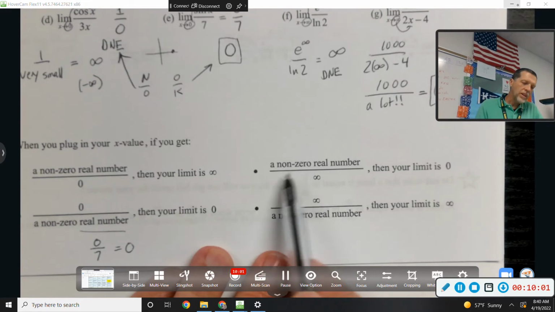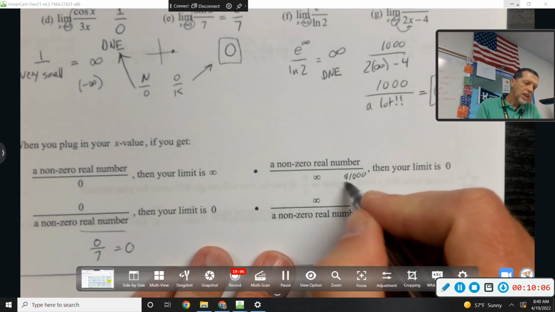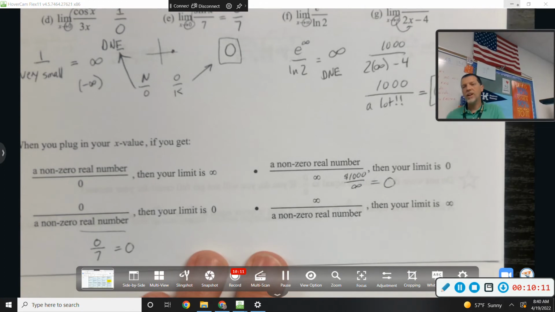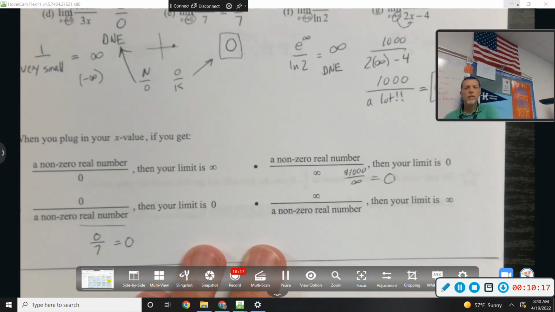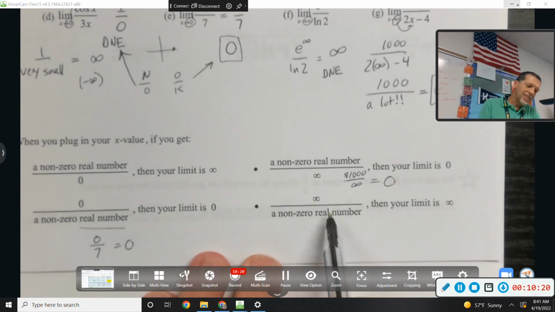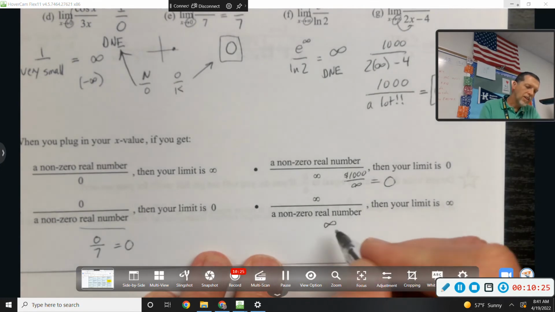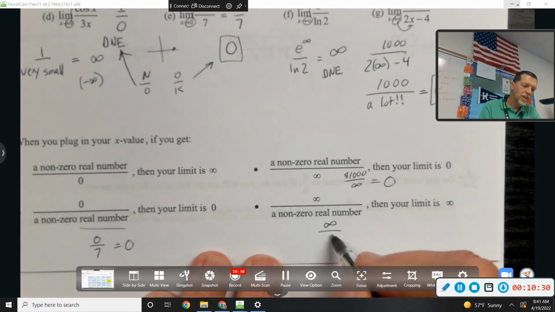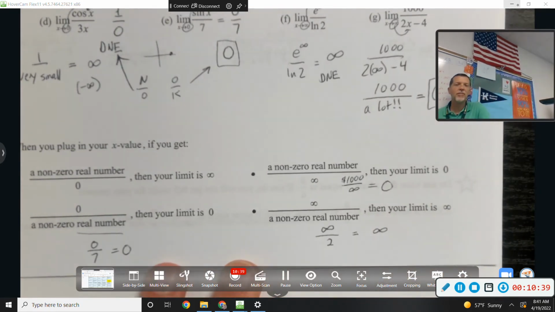A non-zero real number divided by infinity. So if I have $1,000 in my pocket, divided among everybody on Earth, well, $1,000 was nice, but everybody gets $0. Sorry. And then infinity divided by a real number. So if I have infinite, it's hard to think of something that's infinite. If I take infinite divided by 2, well, that's still infinite.